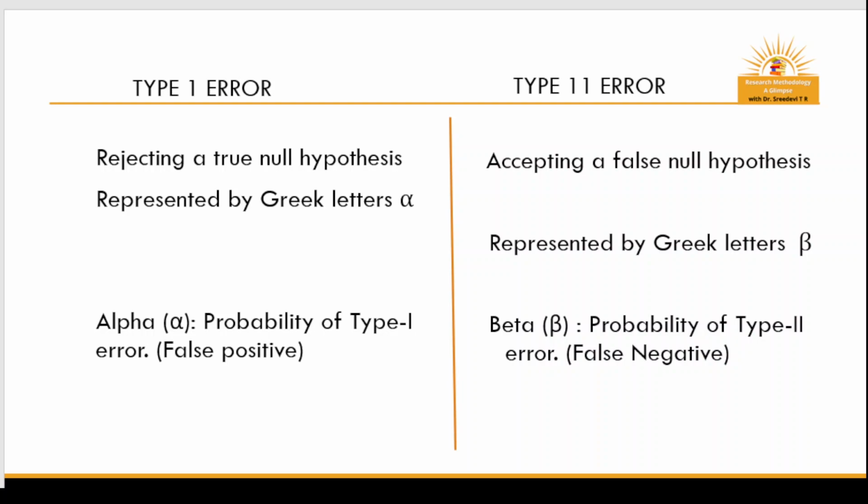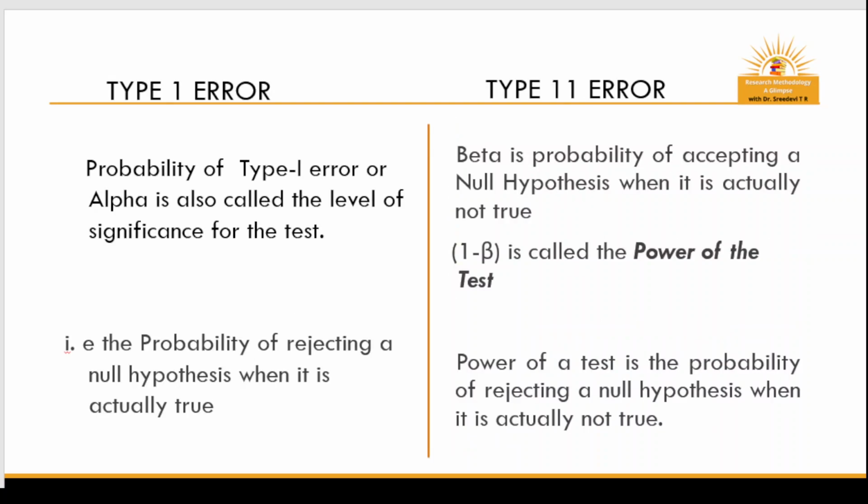Type 2 error is represented by Greek letter beta. Beta, that is probability of type 2 error, is false negative because fails to detect an effect that is actually present. So here false negative fails to detect an effect that is actually present. False positive is detecting an effect that is not present.